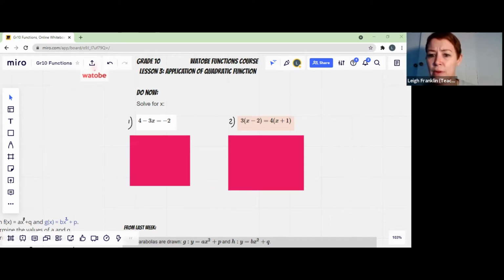Right, so these you should find really easy, just solving for x. Anyway, I hope so.